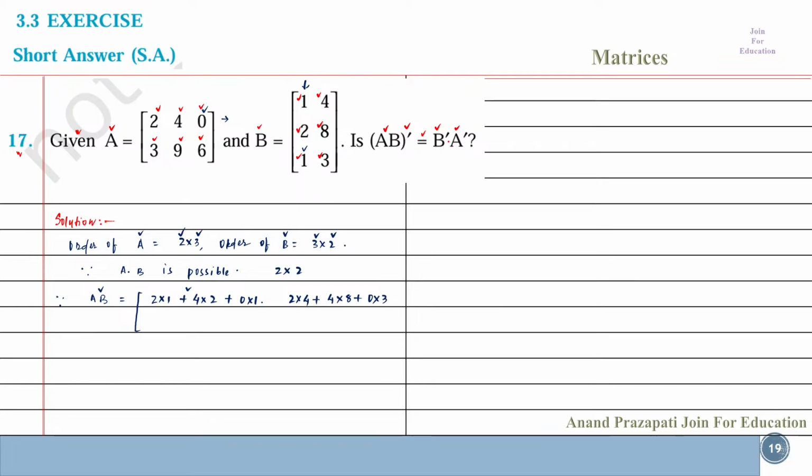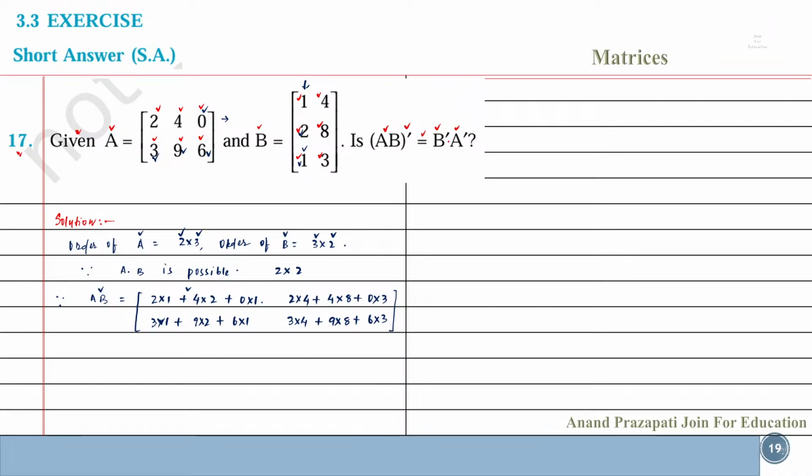After there is no problem to understand up to this step, similarly we find the first element of the second row: 3 multiplied by 1, 9 multiplied by 2 and 6 multiplied by 1. Then we get here 3 into 1 plus 9 into 2 plus 6 into 1. Similarly, here we get 3 into 4 plus 9 into 8 plus 6 into 3.